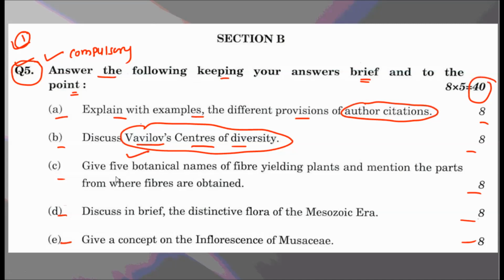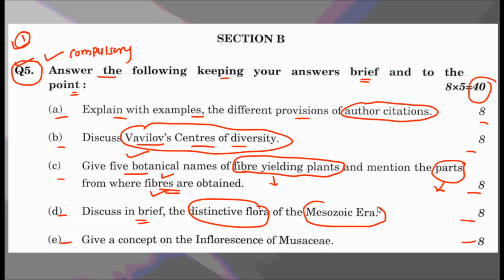In the next question, they ask to give 5 botanical names of fiber yielding plants and mention the parts from where the fiber is obtained. Those are plants which yield fiber. You have to give 5 names of fiber yielding plants and mention the parts of those plants from where the fibers are obtained, like flower, stem, leaves, root. All right. In the next question, discuss in brief the distinctive flora of the Mesogyra. In the Mesogyra, there is a typical flora, and you have to discuss that flora in this question.